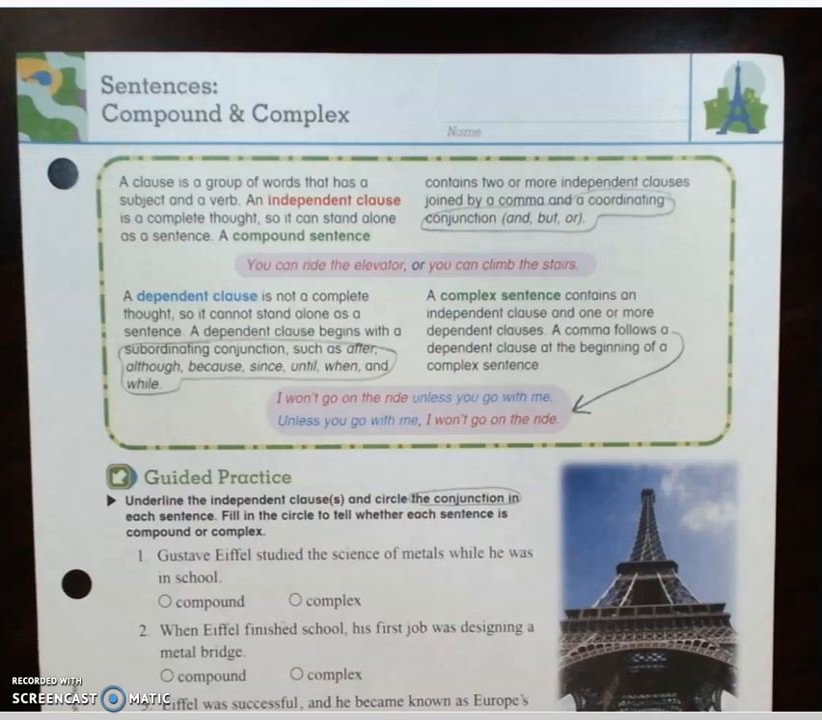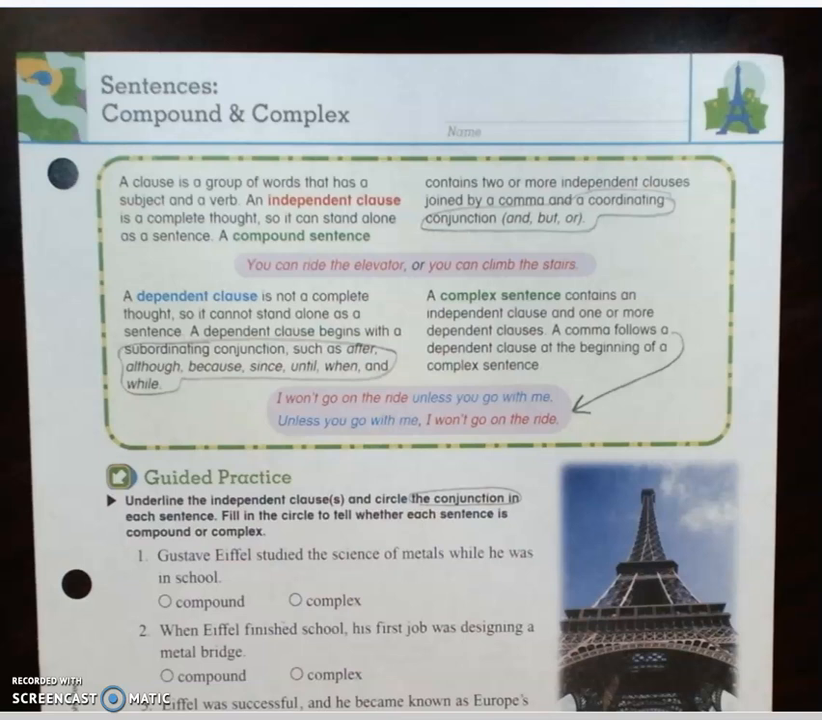Today is Tuesday, May the 19th, and we're going to be working on pages 279 and 280. The title of this lesson is Sentences, Compound and Complex. Most of you did a fantastic job on the lesson yesterday, so kudos to you. But today we're going to be working on sentences again. Let's begin at the top of our page.